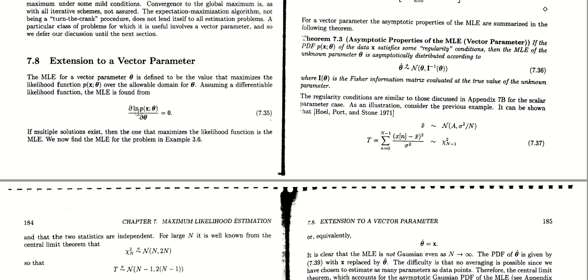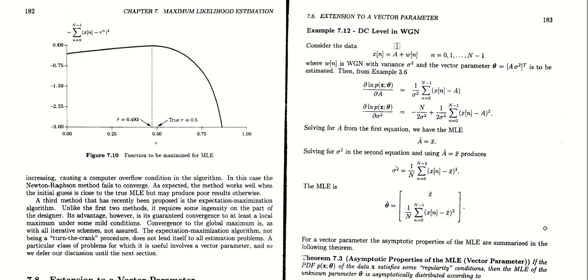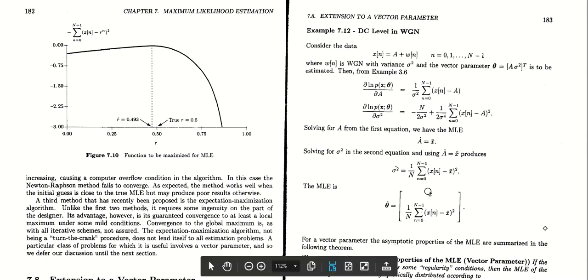MLE is found for this, but this is what it's a vector form. Okay, it's a vector form. So let's take a look at one example. You have DC level A and sigma square. So you do partial with respect to A, partial with respect to sigma square. Then you set it to 0, you get this. You set the first one to 0, you get this. The second one to 0, you get this. So the MLE is X bar, and then this. So this is for A, this is for sigma square.